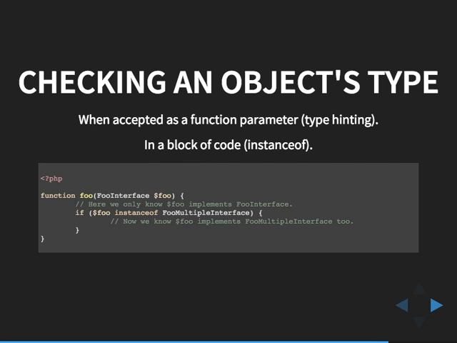You can see that we specify the name FooInterface here. So when we call this function foo, the value of the foo parameter must be an instance of a class that implements FooInterface. If it's not, PHP will whine at you for doing something the wrong way. So this piece of code basically requires a FooInterface object, that's fine. But as you can see in the if statement here, it has some special handling for objects that are instances of classes that also implement FooMultipleInterface. And that's what we do in an if statement with the instanceof operator.